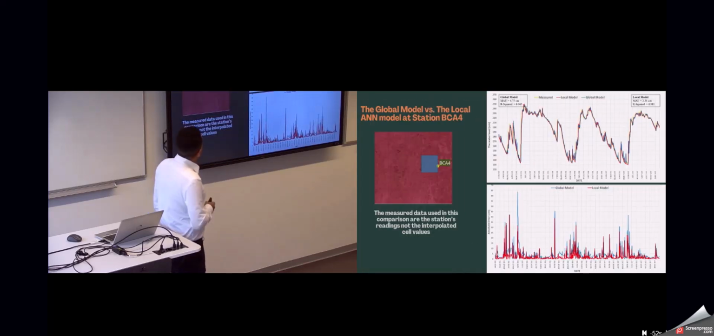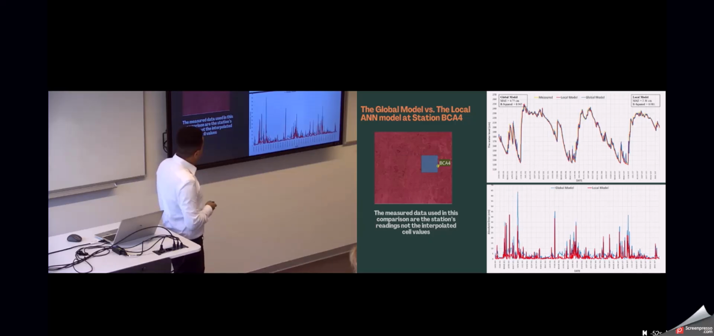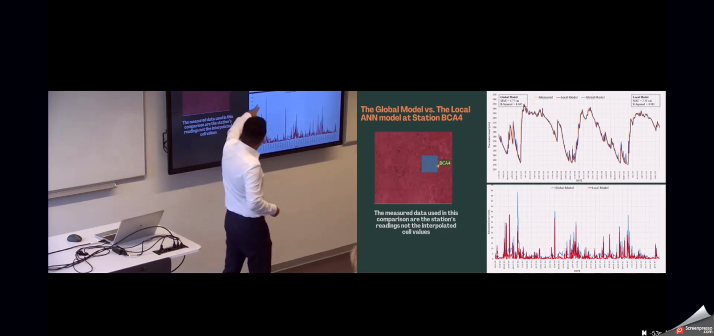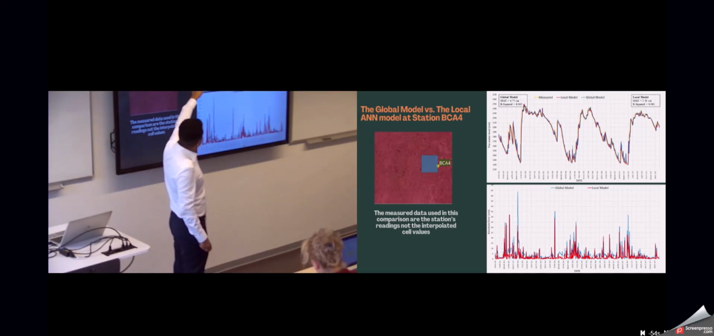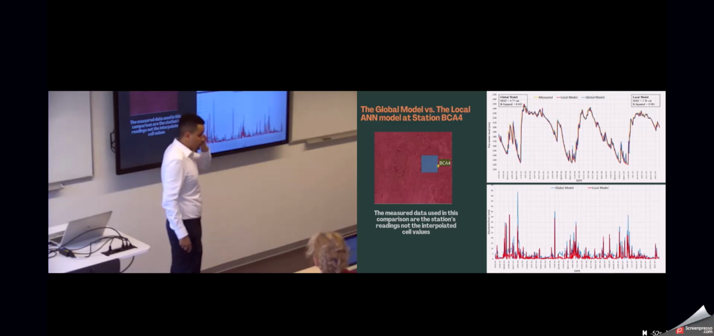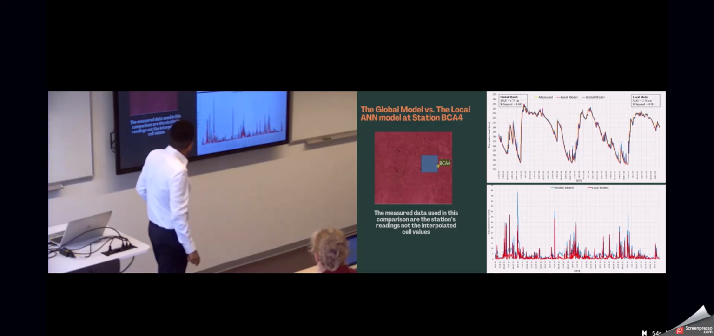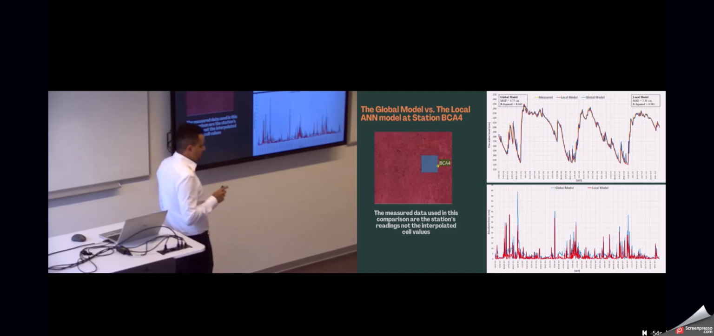Now we compare the global model to the local model, starting with the station BCE4. As you can see here, we have the forecasting results of the global and local models compared to the measured data. We also have the metric information for the global and the local model, and also the mean absolute error for both models. It can be noted that both models perform approximately the same, but the local model here shows better results.